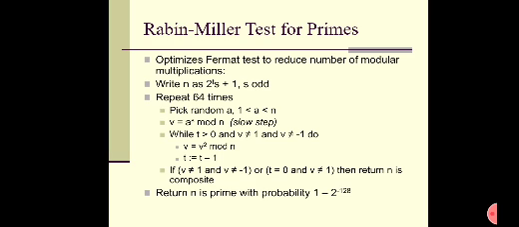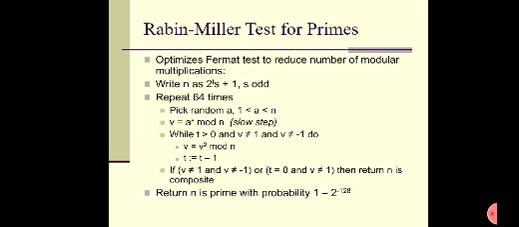If a to the power n minus 1 equals 1 mod n for many a, then n is probably prime. Next is the Rabin-Miller test for primes. It optimizes the Fermat test to reduce the number of modular multiplications. Write n as 2 to the power t times s plus 1, where s is odd. Repeat 64 times. Pick a random a such that a belongs to the open interval 1, n. v equals a to the power s mod n. It is a slow step.